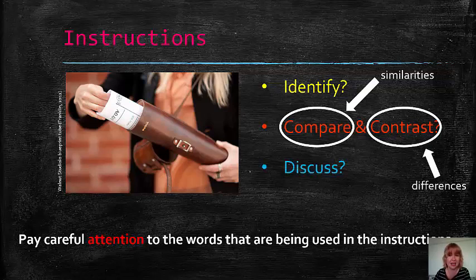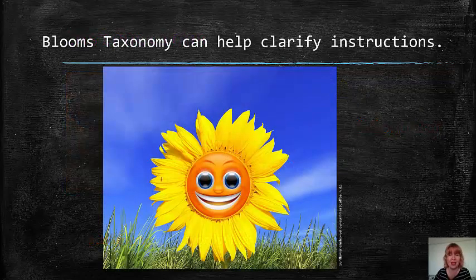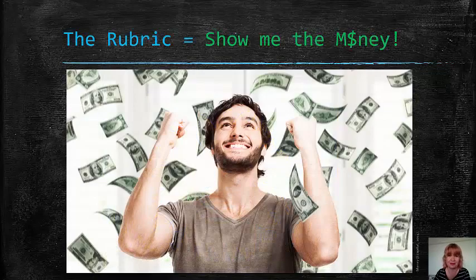Perhaps you're being asked to discuss. If you're being asked to discuss, it's really good to have an argument or an angle when you present your work through discussion. If you're not sure what the instructions mean, you can have a look at Bloom's taxonomy, and that will help clarify what those words mean.